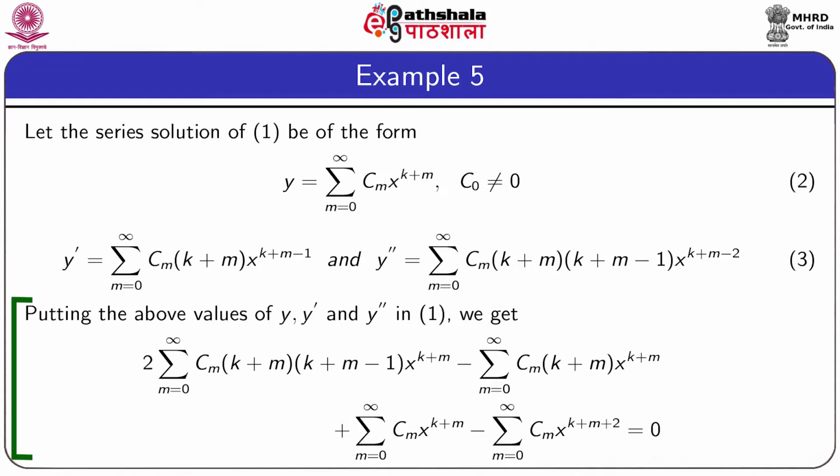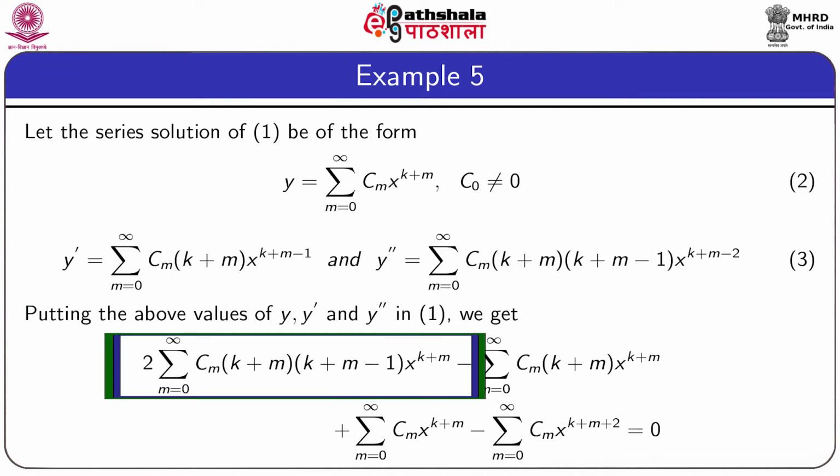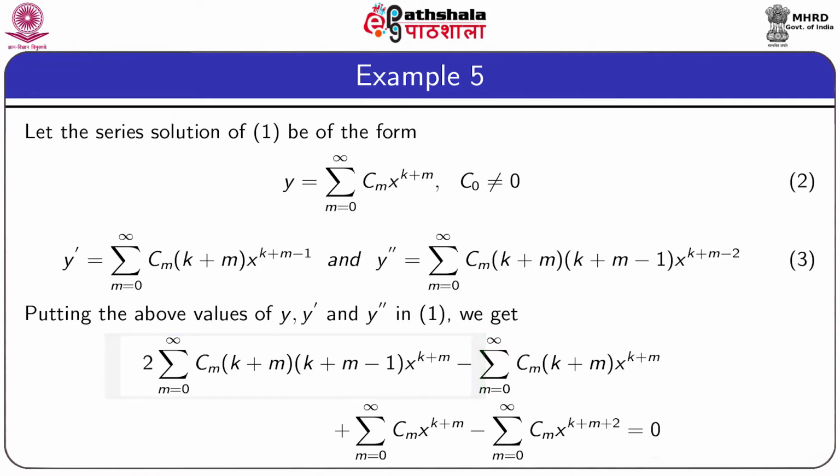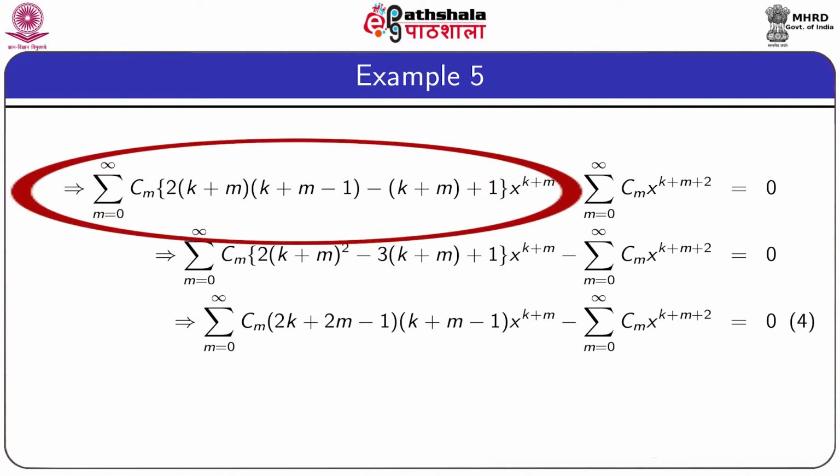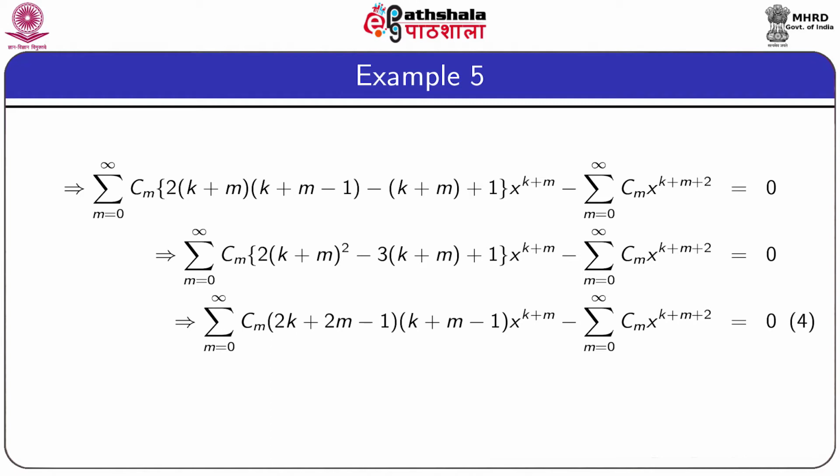We substitute these values of y' and y'' in the given differential equation and we will get 2 Σ (m=0 to ∞) c_m (k+m)(k+m−1) x^(k+m) − Σ (m=0 to ∞) c_m (k+m) x^(k+m) + Σ (m=0 to ∞) c_m x^(k+m) − Σ (m=0 to ∞) c_m x^(k+m+2) = 0, which on simplification gives Σ (m=0 to ∞) c_m [2(k+m)(k+m−1) − (k+m) + 1] x^(k+m) − Σ (m=0 to ∞) c_m x^(k+m+2) = 0.